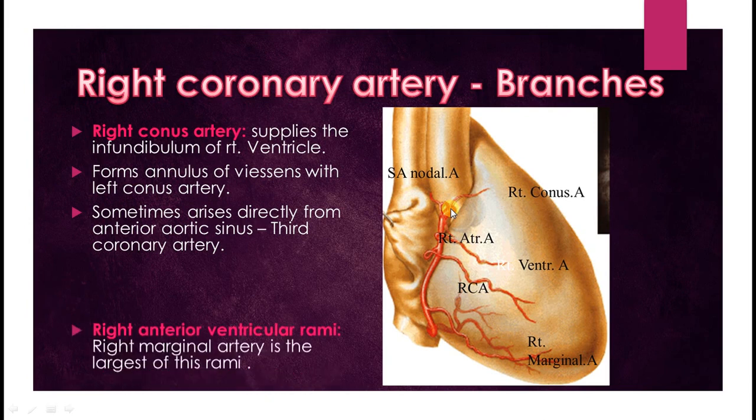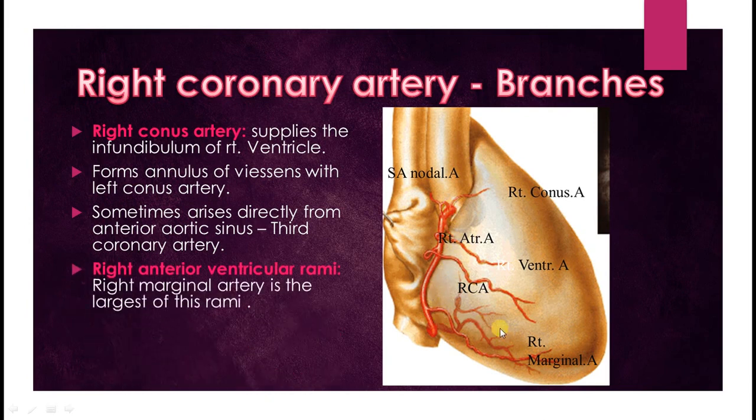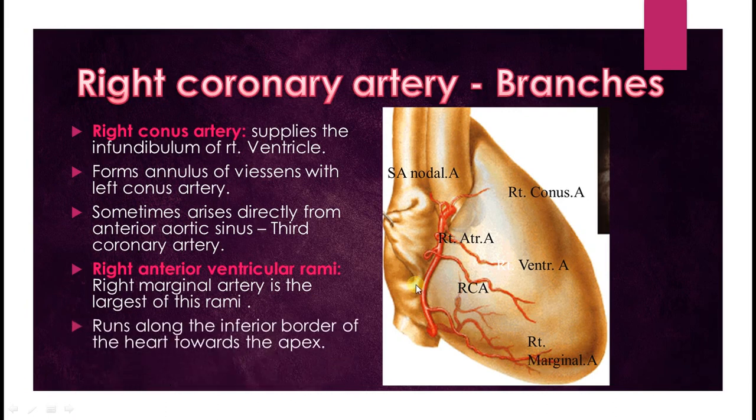Now let us discuss the other ventricular rami branches. The right anterior ventricular rami ramify on the sternocostal surface of the right ventricle. One of the anterior ventricular rami of the right coronary artery is very large, and it is called the right marginal artery. The largest branch of the ventricular rami is called the right marginal artery. It runs along the inferior border of the heart near to the apex.